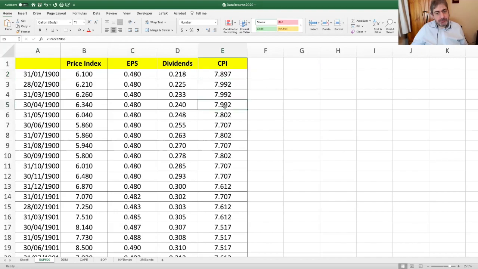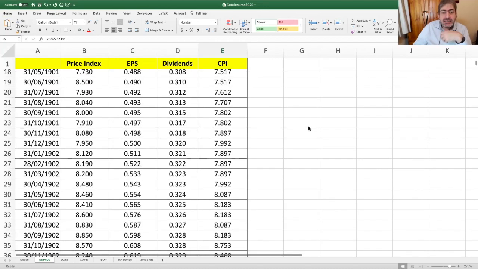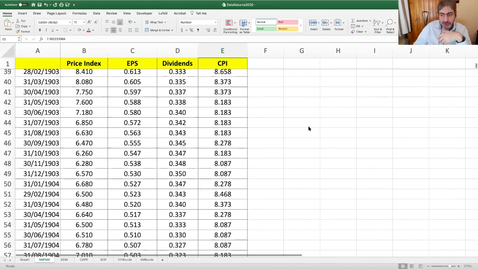Now, anybody knows what CPI stands for? Okay, Alexander is correct. CPI is the consumer price index. So this is a measure of inflation. We are gonna need it because we are gonna work with inflation, okay?